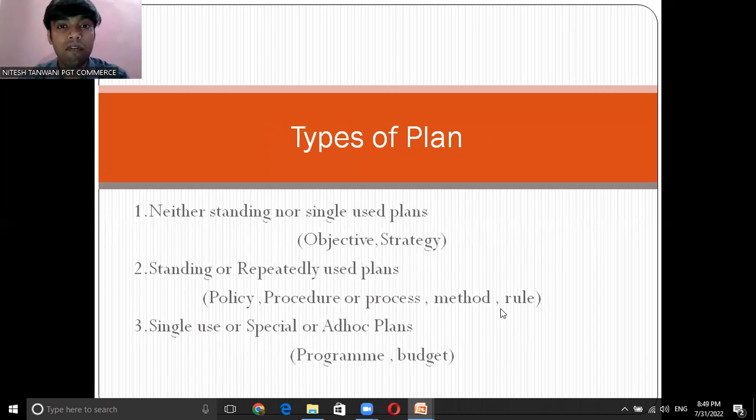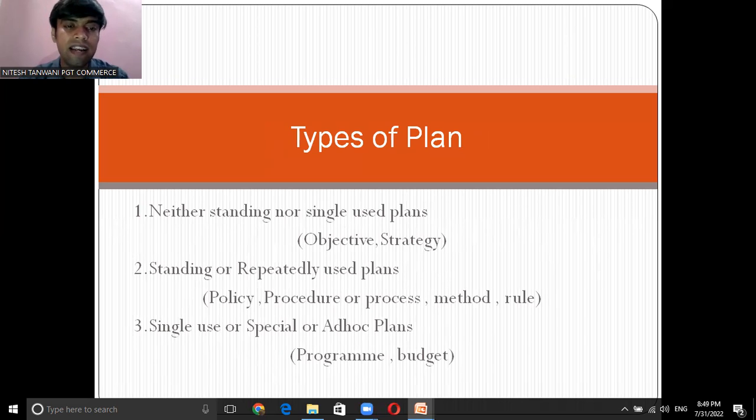Now, if we are talking about types of plan, there are different types of plan. First, neither standing nor single use plans. Examples are objectives and strategies. These are neither standing nor single use plans.